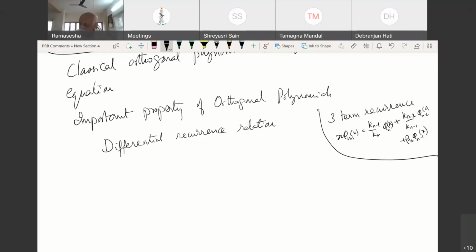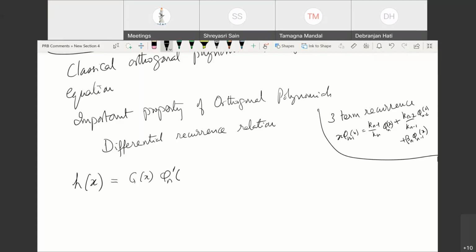Similarly, I can get a differential recurrence relationship, and for obtaining it, we will start with a particular polynomial h of x of this form: G of x p n prime x minus n by 2 G double prime x p n x.